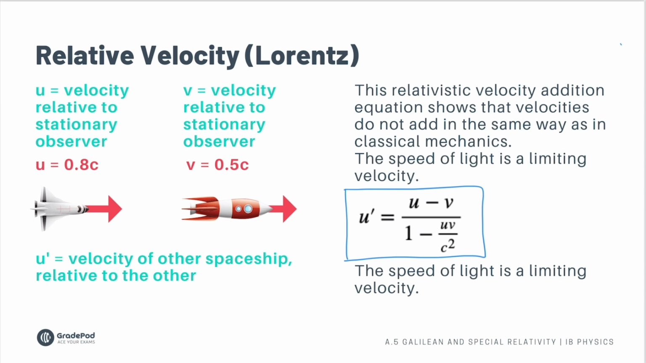Let's look at this. We've got u. u is the speed of this rocket travelling relative to a stationary observer. So imagine I'm here.